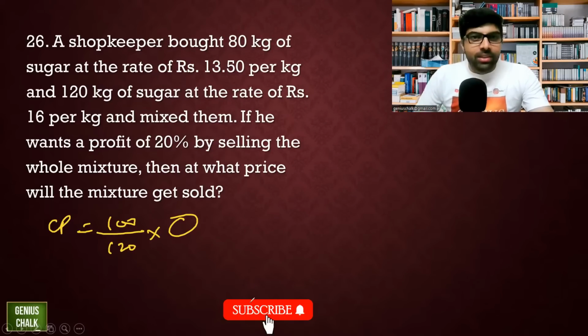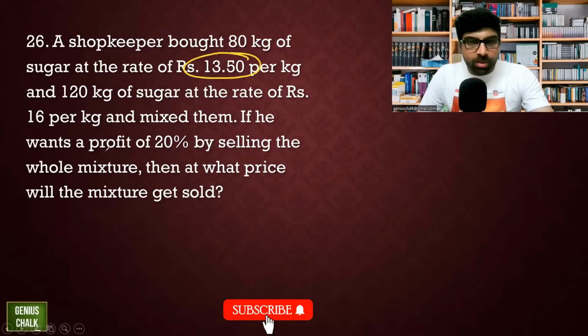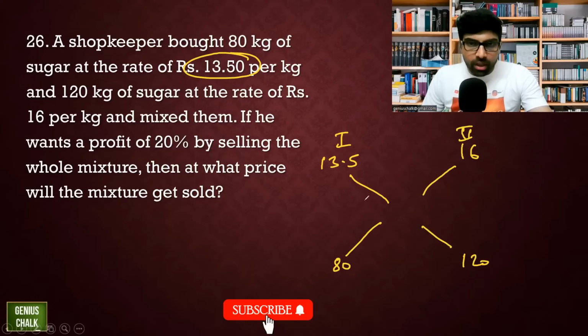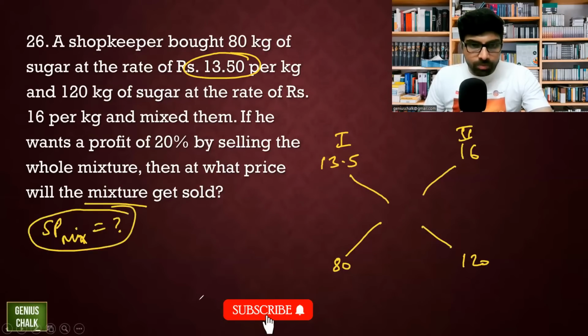Right. Let's try. So 80 kg of sugar at 13.5 per kg. Fine. This is the first variety of sugar. This is 80 kg. Second, its price is 13.5 per kg. Second, 120 kg of sugar at the rate of 16 per kg, right? And now we need to find this combined average. Then we can find the selling price of mixture. Basically, this is asked here. The thing which was given earlier in the earlier questions, that has to be found here.